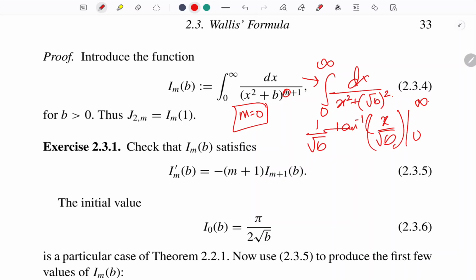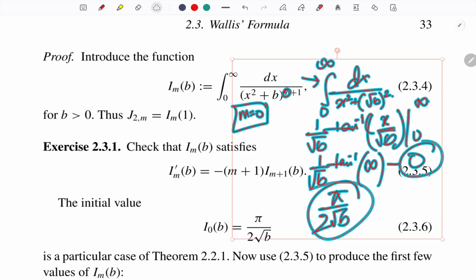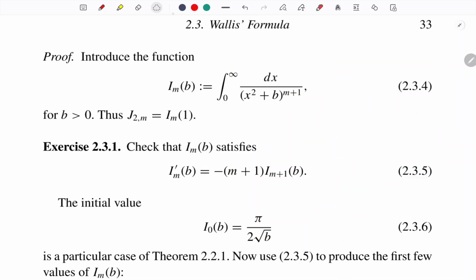So I think there isn't any constant before. Yeah, there is a constant, that is 1 over the square root of b, right? So 1 over square root of b, and tangent inverse of infinity over square root of b, just infinity, and minus tan inverse of 0 is 0. So yeah, it's just pi over 2, so pi over 2 root b. So I hope you understand how we can easily calculate that integral, right?